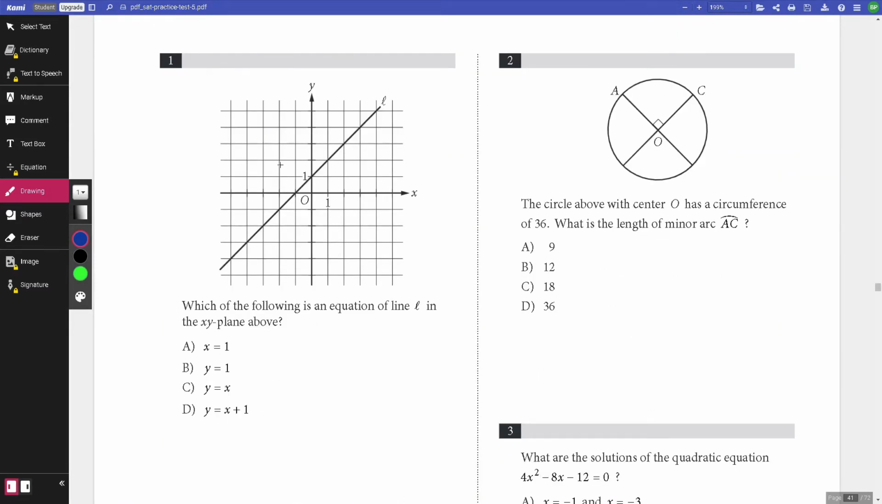So number 1. Which of the following is an equation of the line L in the xy plane above? So this we're looking for y-intercept is 1, and the only one that matches is D.